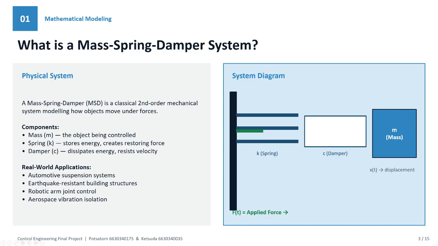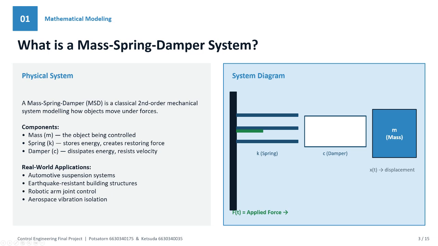Let's begin with the physical foundations of our project. To design an effective controller, we must first understand the dynamics of the system we are working with. Our system is a classic mass spring damper model, which consists of three fundamental physical components.